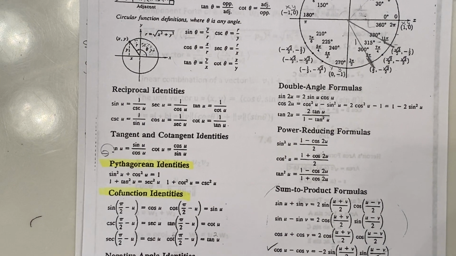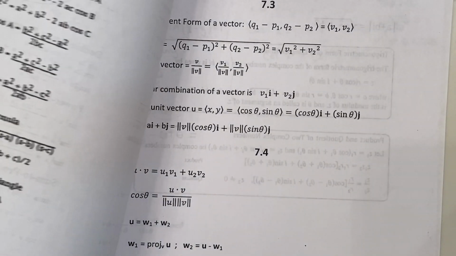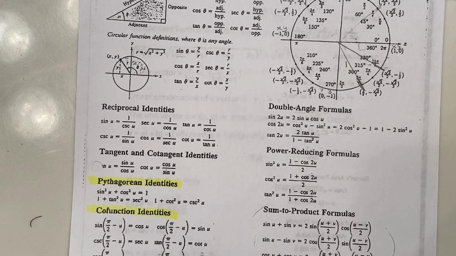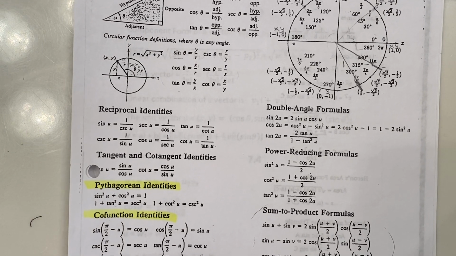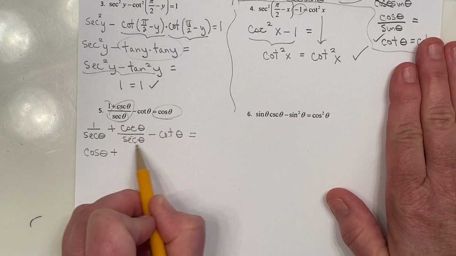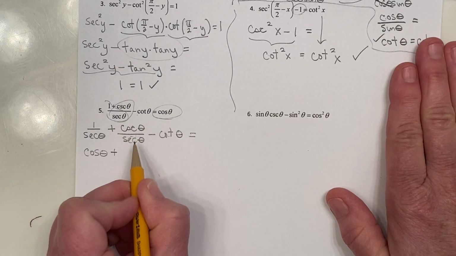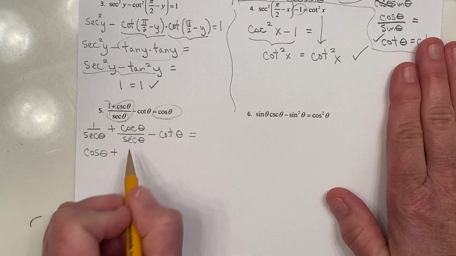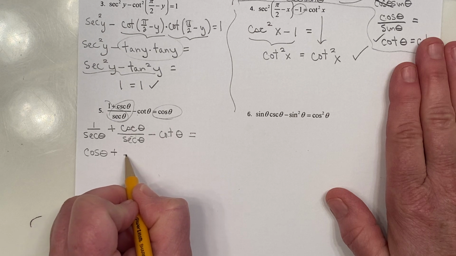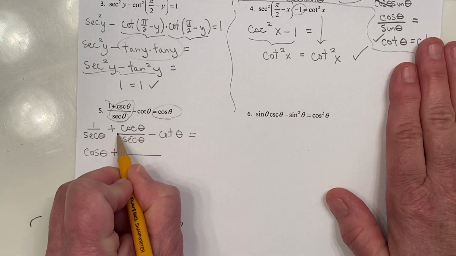Not on this formula sheet. Not there either. Okay. Well, what do we do? Well, I'm going to take this fraction right here, and I'm going to change it to sines and cosines and see if I can get a picture of what's happening here.